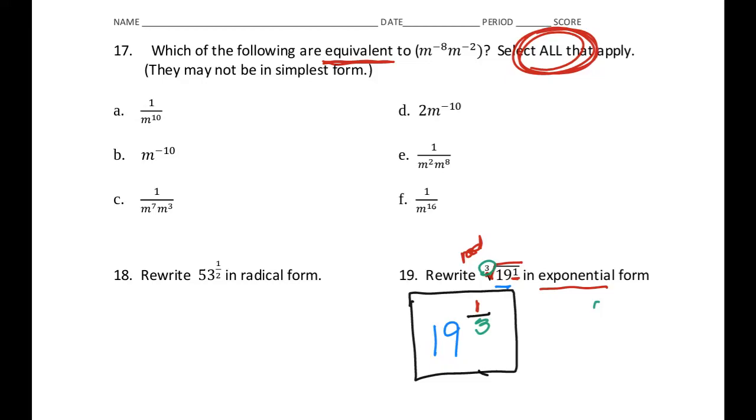Okay? So problem number 17 on the last page. M to the negative 8th times m to the negative 2nd. What does this simplify into? If I put this over 1, what would be the first thing you would do?